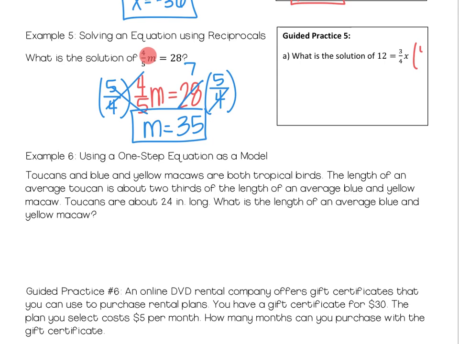Okay, multiply both sides by the reciprocal, 4/3. The fractions cancel, and the 3 will go into 12 4 times, and 4 times 4 is 16. So your final answer should be 16.